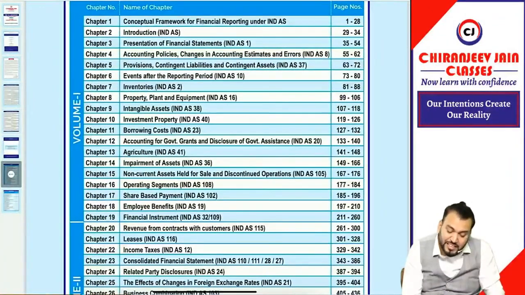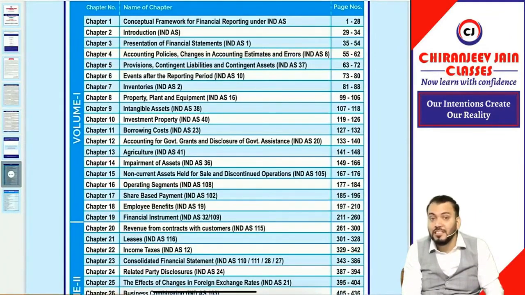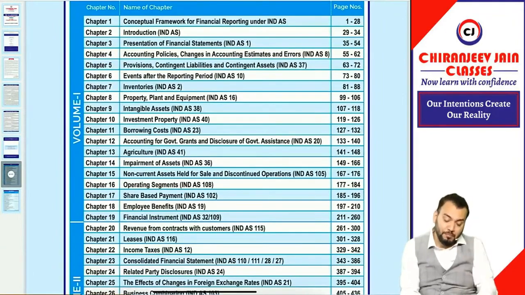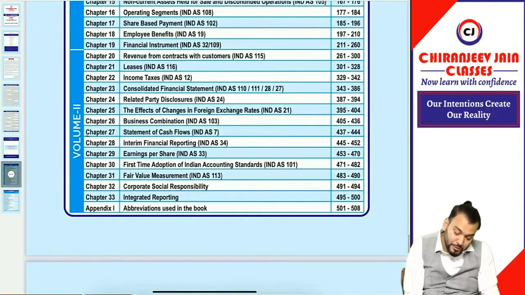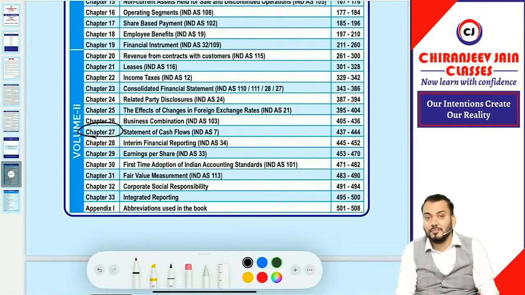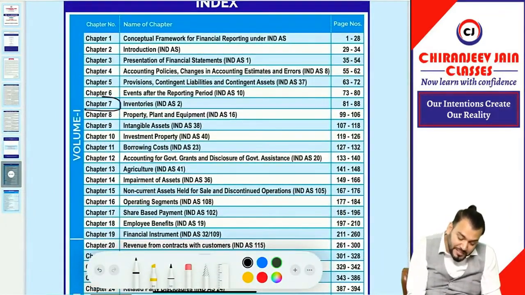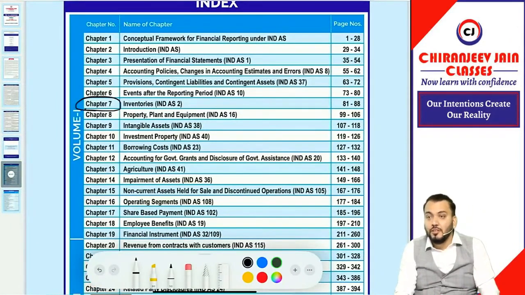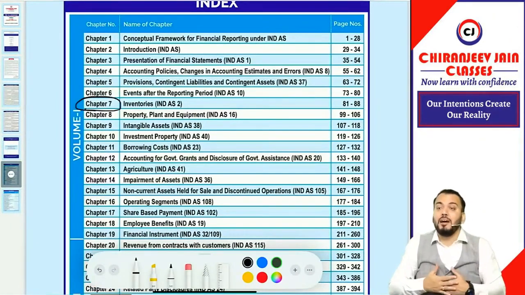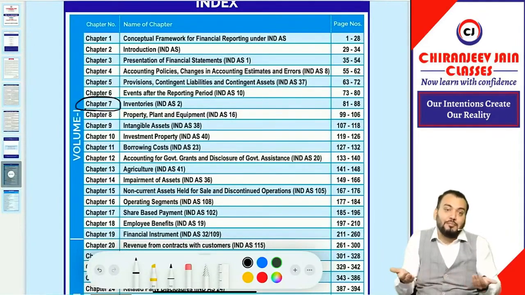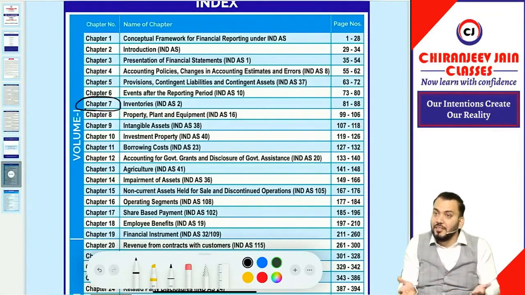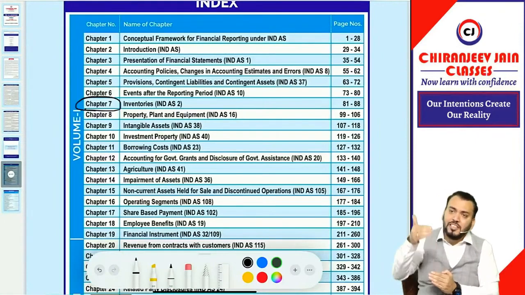In chapter number 3 you can see Ind AS 1. In chapter number 4 I have written Ind AS 8. It does not mean we don't have Ind AS 7. Ind AS 7 might be chapter number 27. Ind AS 2 is chapter number 7. So this book has been designed as per my convenience, because this book has been designed by Chiranjeev Jain. So I have not followed the order Ind AS 1, Ind AS 2 and so on.